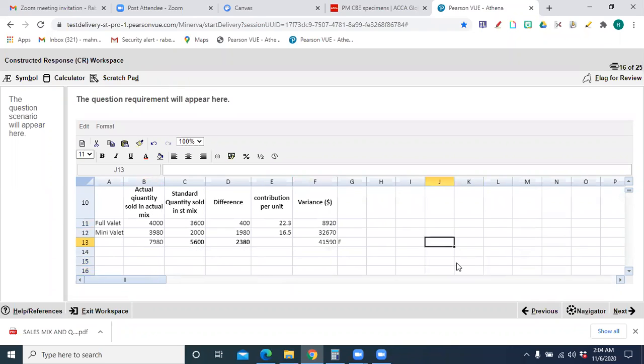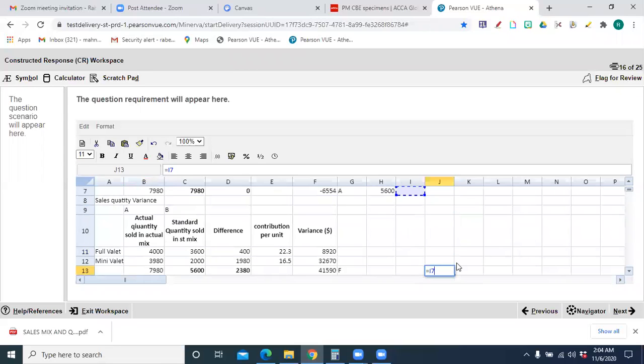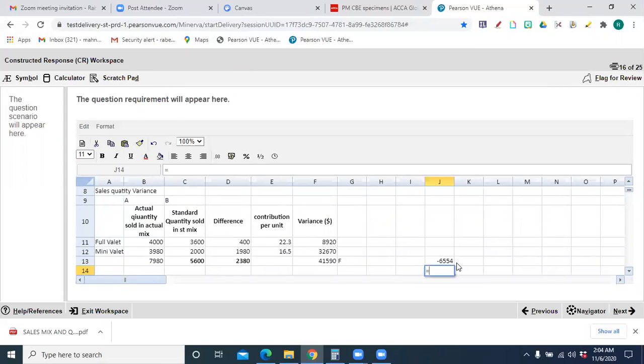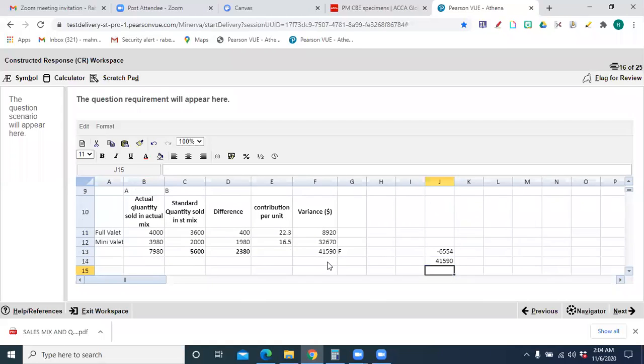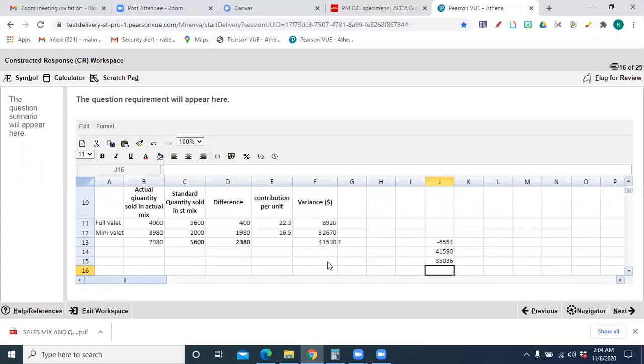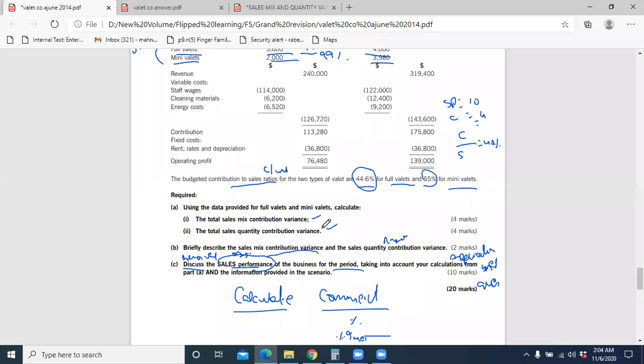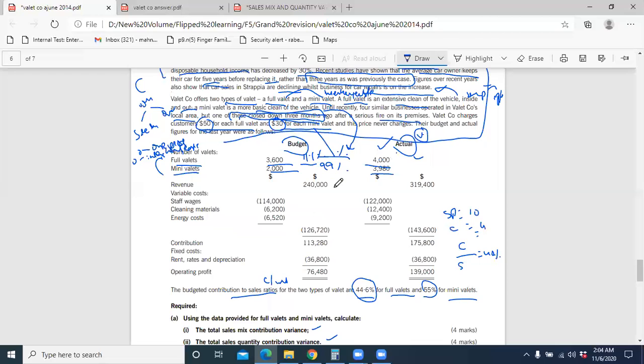Overall, what is the sales volume variance? Let's just calculate. This is the sales mix variance and this is the sales volume variance. If I net off this figure, the sales volume variance is a favorable thing. From here, you can see the sales performance: despite the difficulties and the bad economic conditions, the company was able to sell more units than the budget. Individually, the 11.1% is fully valid, and the 99%.